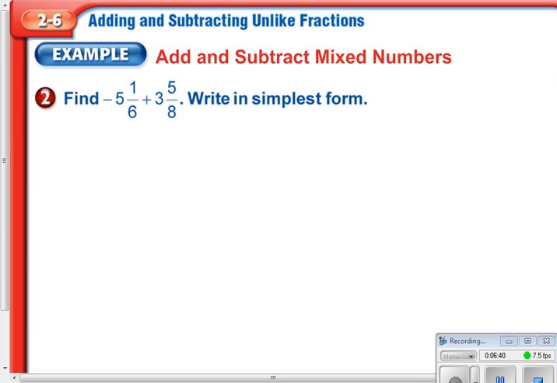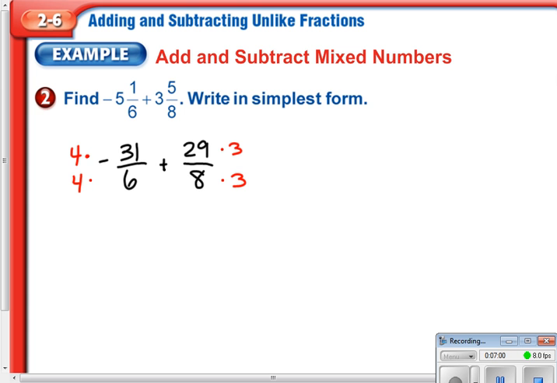So example 2, go ahead, pause the video here, give it a shot. Remember, we have mixed numbers. Change it to improper first, then find your common denominator. So pause it and give it a shot. Now that you're back, you've already converted. We get negative 31/6 plus 29/8. That should be our first step.